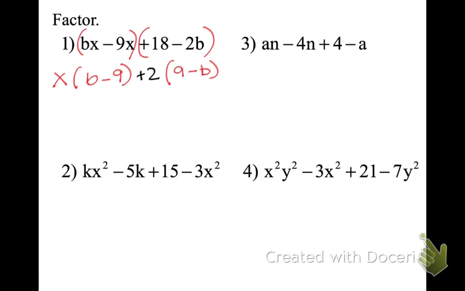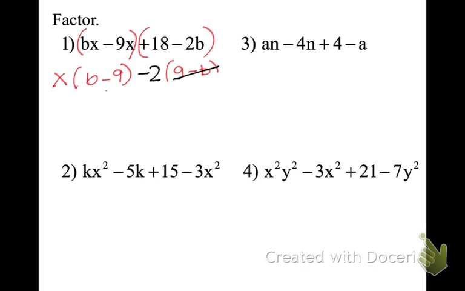So how could I change that so it flips around? Instead of positive 2, what can I do? Negative 2 flips it so it becomes b minus 9. Do you understand? But why would you want that? Because now I can factor out a common binomial. I want it to match. If it's the opposite of the other binomial, then you've got to factor that out.